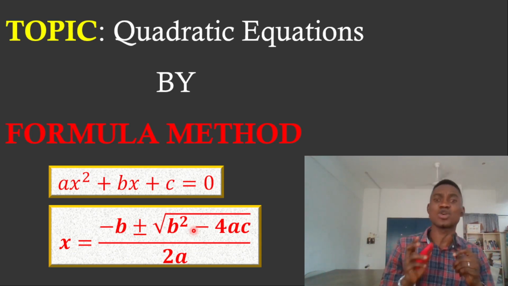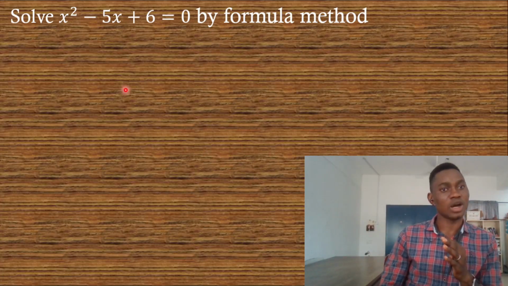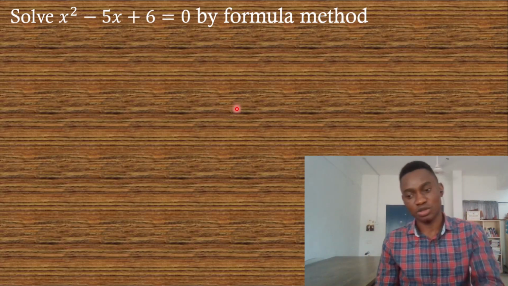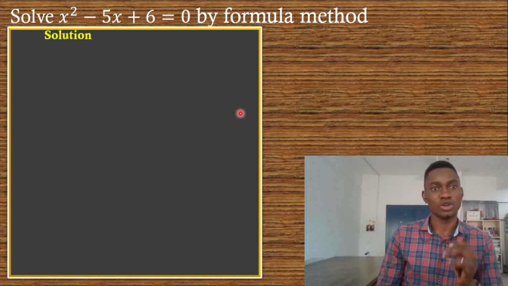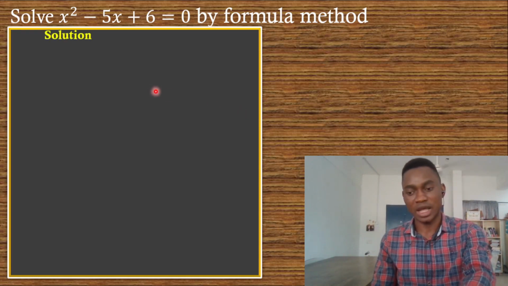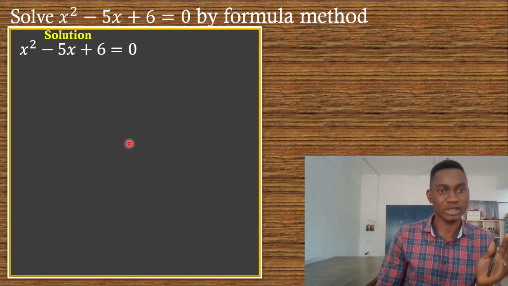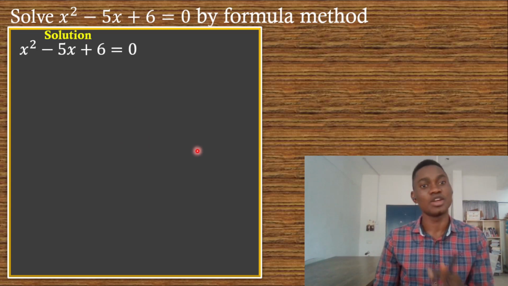All right, let's look at the first example today. We are asked to solve x squared minus 5x plus 6 equals 0. Let's look at the solution. Don't forget we are solving for x, and at the end of the day we are going to get two values for x. The two values are called the roots or the zeros of the function.